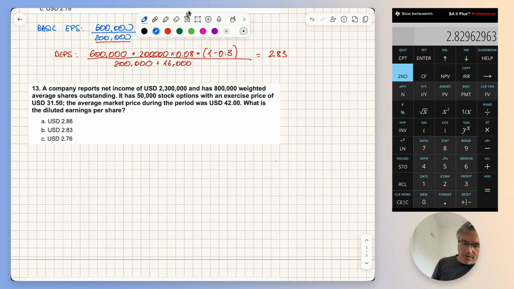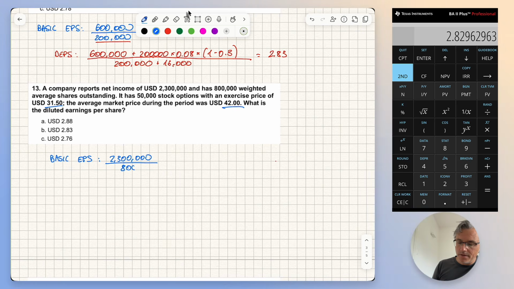Let's do basic first, just for practice. But when you've got an exercise price of 31.50, which is lower than the current market price, you're not going to get an anti-dilutive security. This will be dilutive. To be honest, I'm doing EPS, but you don't have to do it. Actually, which probably means I shouldn't do it either, just not to waste time. But I'm going to do it.